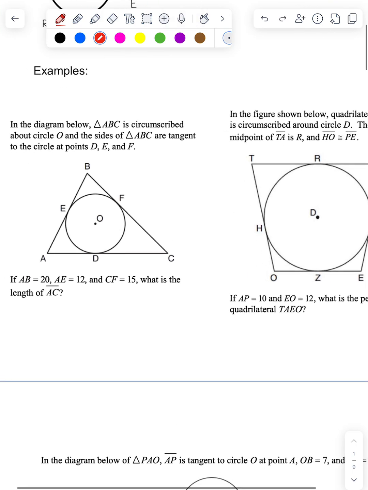I do recommend for each of the examples that we're going to see in this video that you pause the video, you try to think about it yourself, and then you unpause it to see if you got the correct answer and how to do it.